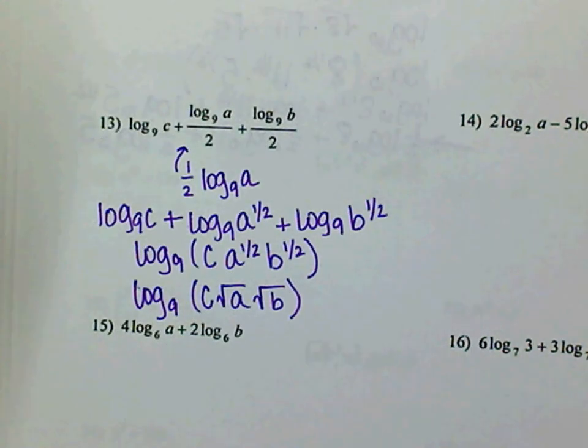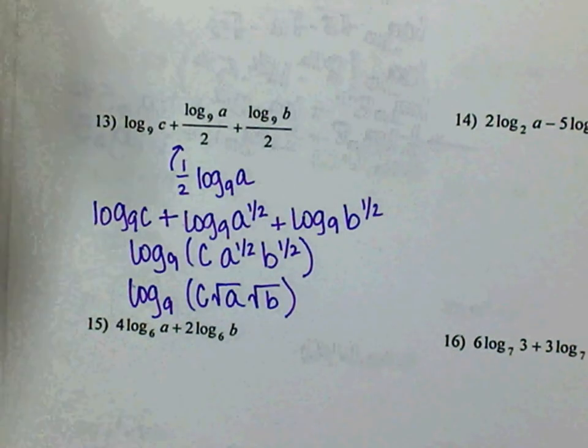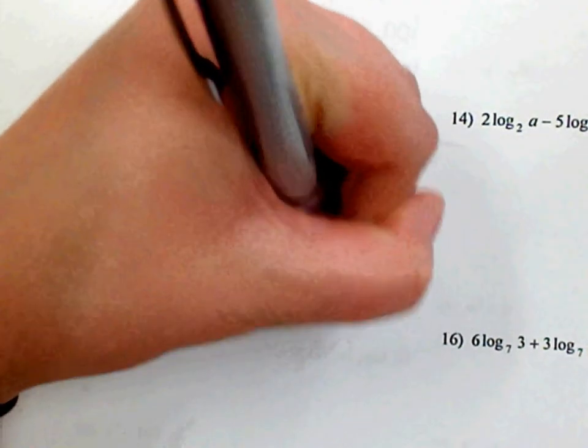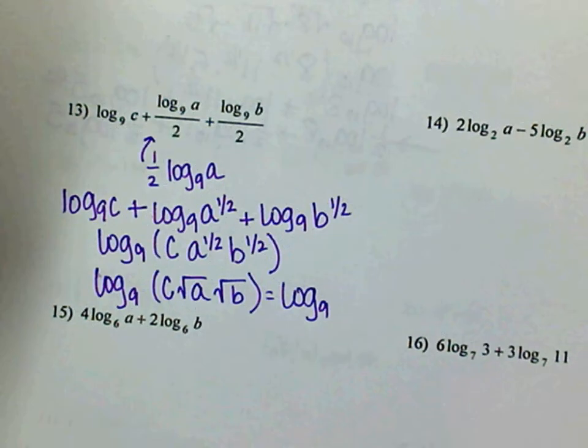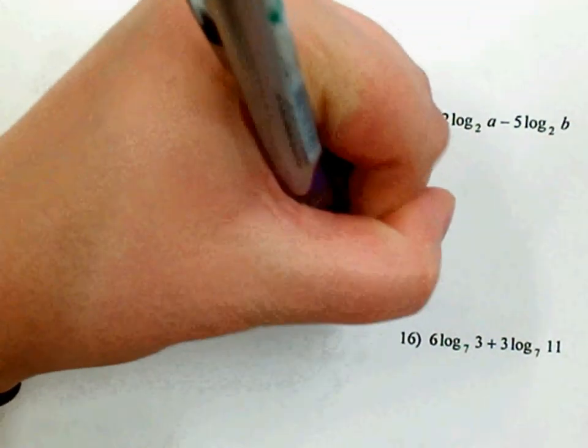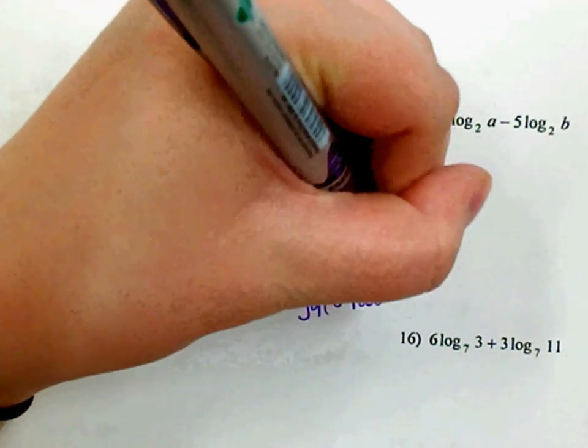Now from there, if you wanted to, you could rewrite that. You could combine the a and b since they're both under a square root. You could put log base 9 of c square root of ab. It doesn't matter, but this answer is perfectly fine.